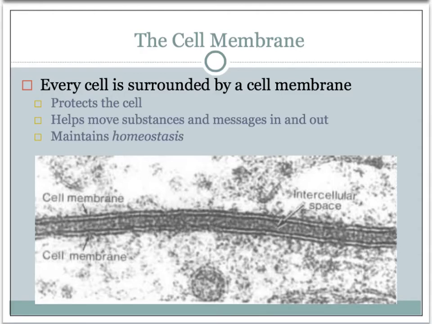The next thing we're going to talk about is the function of the cell membrane. So the cell membrane has three major functions. The first one is it protects the cell. So it's the bodyguard, it keeps things from coming in that maybe would harm the cell. It also helps move substances and messages in and out. So it regulates what can come into the cell, what can go out. And lastly, it maintains homeostasis. Homeostasis is something we're going to talk about throughout the year, but it just regulates the cell.